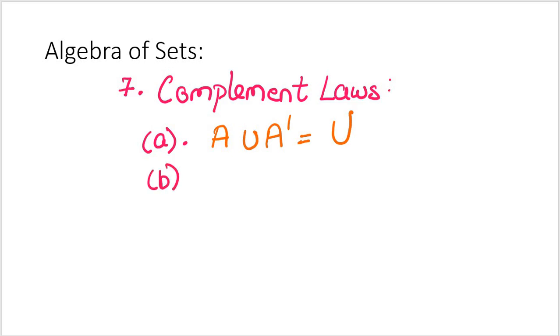Another one is A intersection A prime. So once again I don't see any common element, so I will be getting a null set.